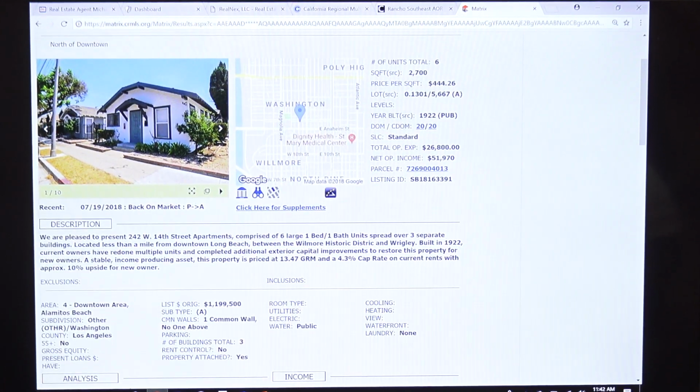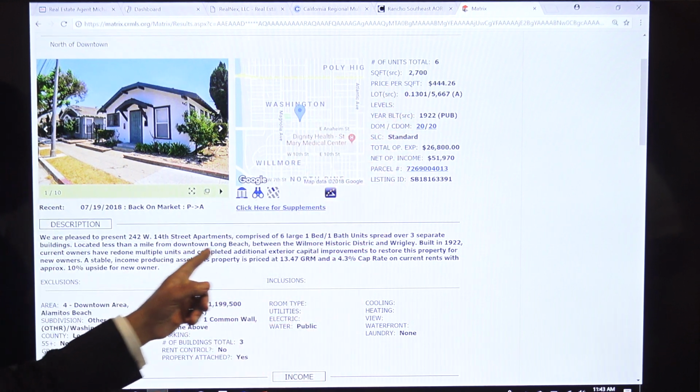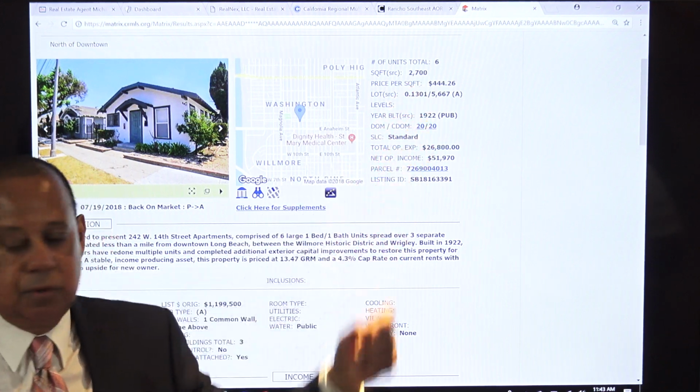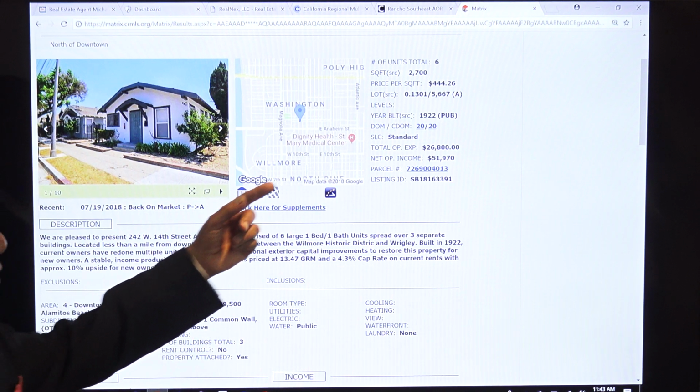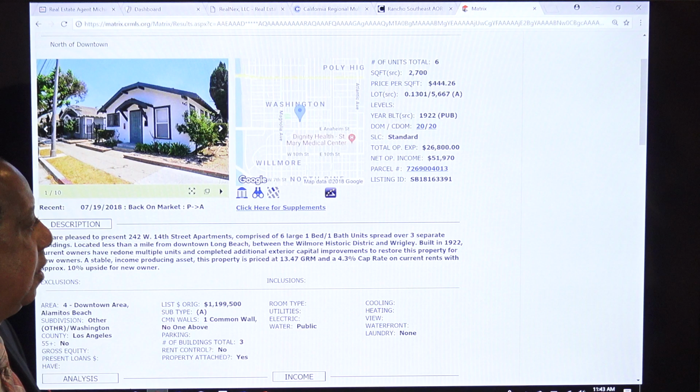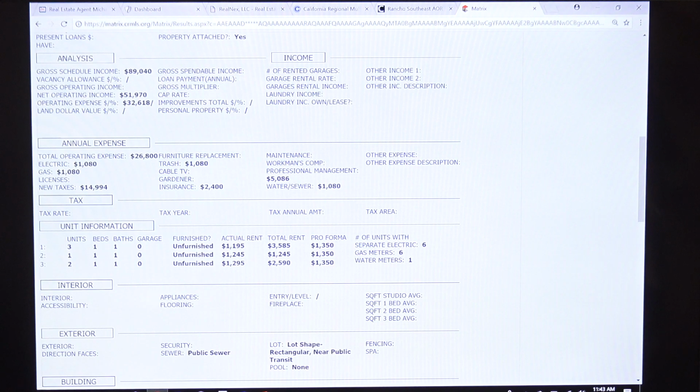First of all, it's 6 units and all of them are 1 bedrooms, 2,700 square feet. How much square footage per unit is that? Anybody got a calculator? Like 400 something. 450 square feet. So here we go. This is a quick way to analyze properties. A 1 bedroom that is 450 square feet. Pretty much they're all ones, so you can pretty much divide it.